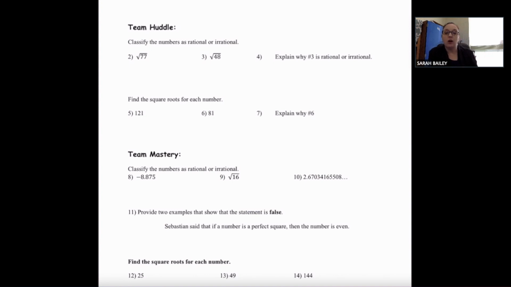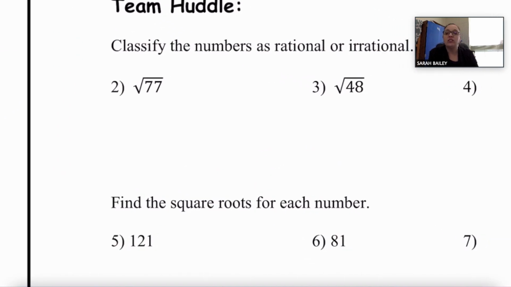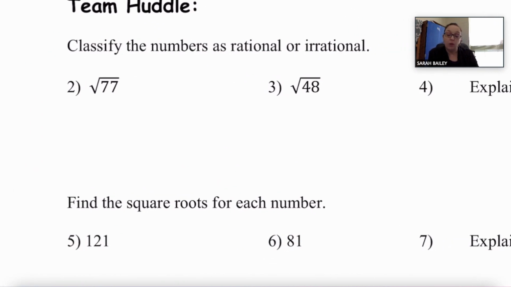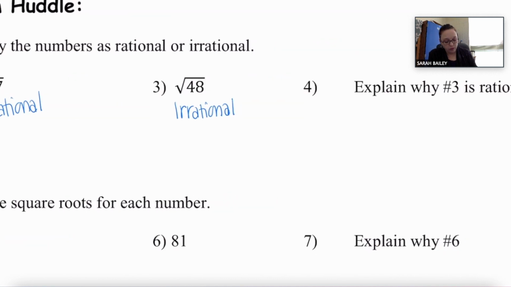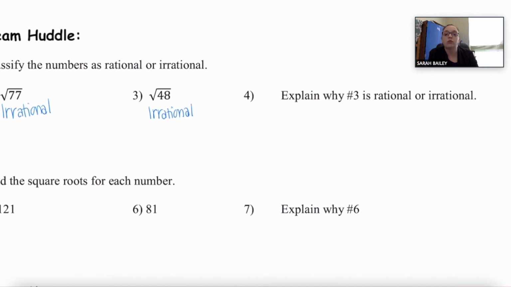It says to classify the numbers as rational or irrational. So the square root of 77. Is 77 a perfect square? No. So then its square root is going to be irrational. What about the square root of 48? Well, is 48 a perfect square? No. So its square root is also irrational.